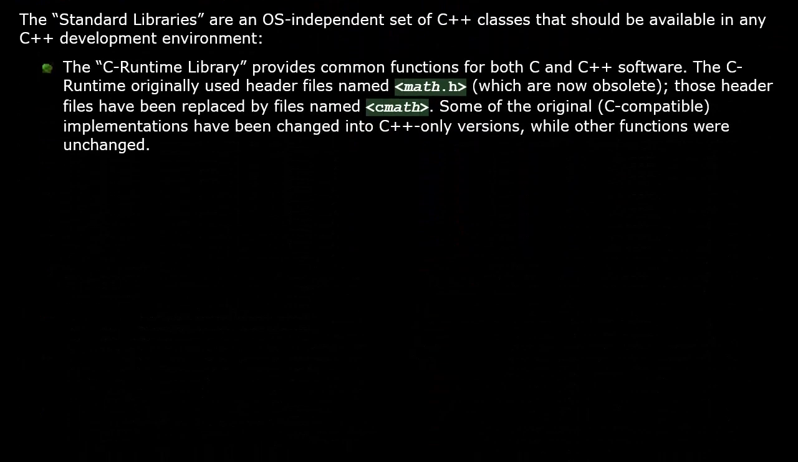The standard libraries are an OS-independent set of C++ classes that should be available in any C++ development environment. The C Runtime library provides common functions for both C and C++ software. The C Runtime originally used header files named like math.h, which are now obsolete. Those header files have been replaced by files named like cmath with no extension. Some of the original implementations have been changed into C++ only versions, while other functions were unchanged.